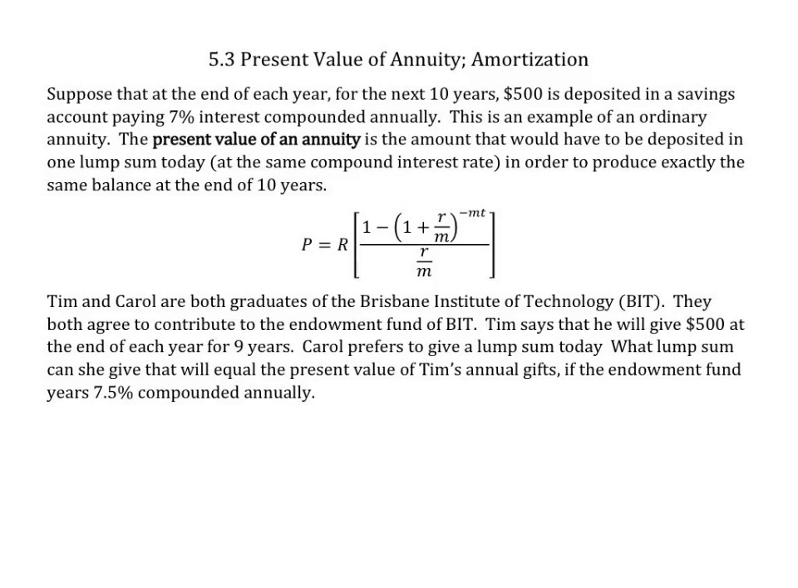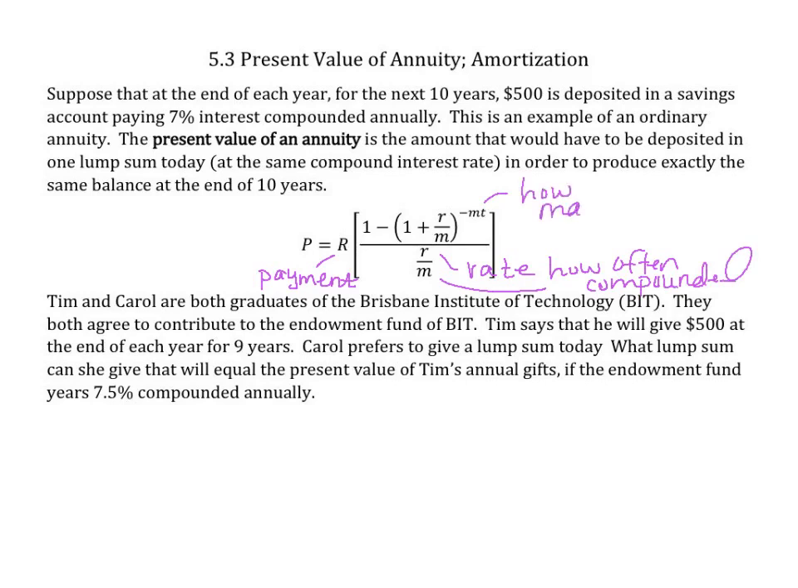So R is the payment that we're making. Again, R is the rate. M is how often compounded. And then T is how many years. So the variables are still all the same since the beginning of Chapter 5. Also note that we are bringing our power as a negative power, so keep that in mind as we simplify.